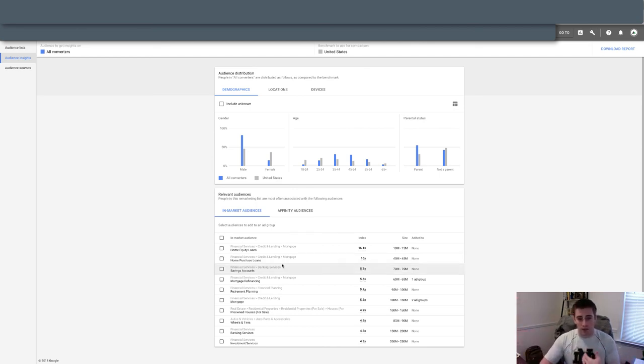What's cool about this is, number one, you can see the correlations, so you can prioritize, and also you can see the size, so you understand the opportunity to scale your campaigns based on the size of your audience. Really awesome information. If you're not utilizing this and you're advertising on AdWords, you have a huge opportunity in front of you to scale, so please make sure you do this now.